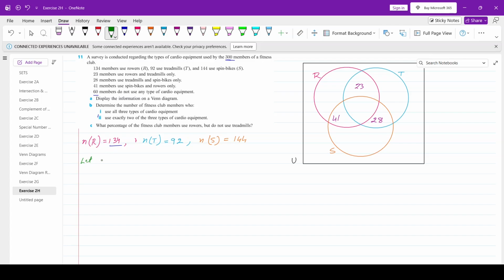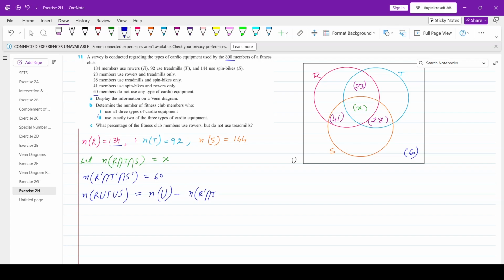Let the number of members in R intersection T intersection S be equal to x. So this will be x. 60 members do not use any type of cardio equipment. Therefore, the number of elements in R prime intersection T prime intersection S prime is going to be 60, and this 60 will come over here. From here we can also say the number of elements in R union T union S is going to be the number of elements in the universal set minus the number of elements in R prime intersection T prime intersection S prime, which is 300 minus 60, that is 240.